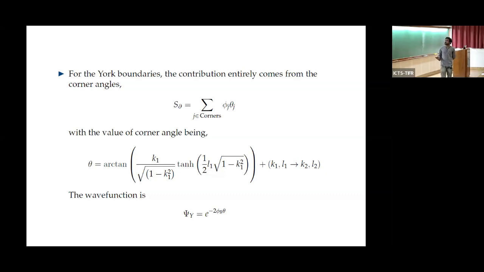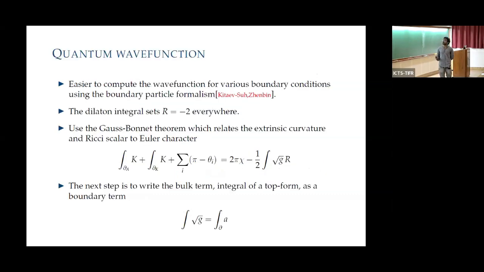Okay, now we have computed just the leading classical results. We want to go to the full wave function. It turns out easier to compute the full value of the wave function for these various boundary conditions using what is known as the boundary particle formalism.